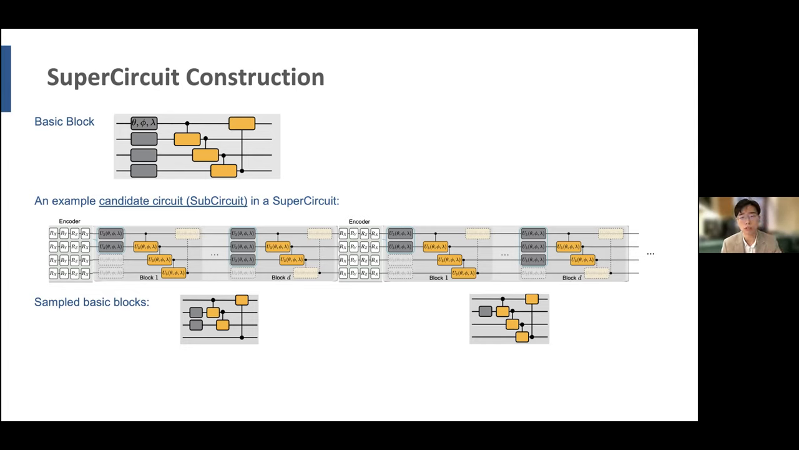The goal here is to see if we can enlarge the design space allowed by these basic blocks by, for example, concatenating multiple of these basic blocks into multiple layers to increase the expressive power of this quantum circuit, and maybe potentially interleave with data encoding. And this is one of the promising approaches to encode information into quantum circuits.